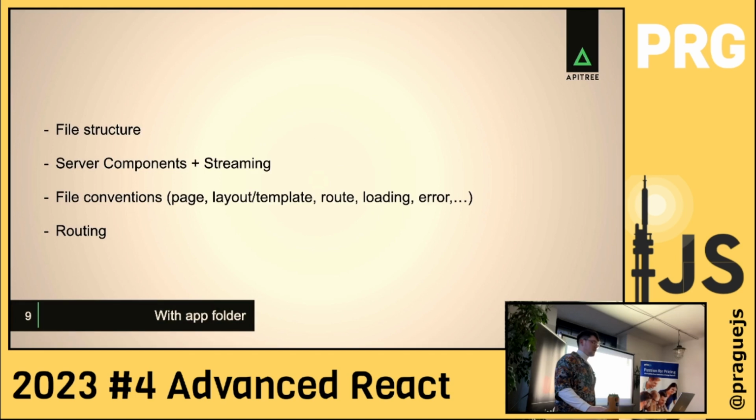I will talk now about the app folder itself. We have talked about the pages folder, and we quickly looked at how it actually was and is being done right now. But with the app folder, the file structure changes a whole lot. The paradigm shifts, and the routing changes a whole lot. I will quickly remind you of server components and streaming, and I will talk about the new file conventions Next.js introduced: page, layout, route. This is just some files, it will make sense in a minute.